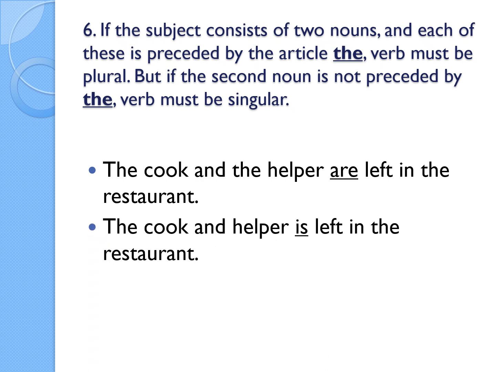But in this example, the cook and helper is left in the restaurant. The cook and helper, the other one, the helper, there is no article the. It clearly shows that there is one person considered. The cook and helper is only one person. That's why the linking verb used is singular, because the subject is singular.